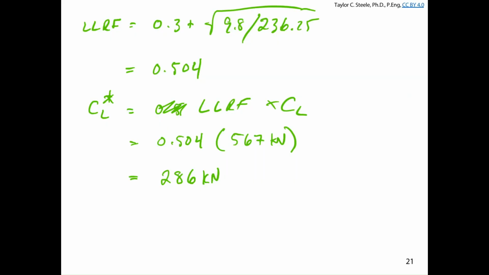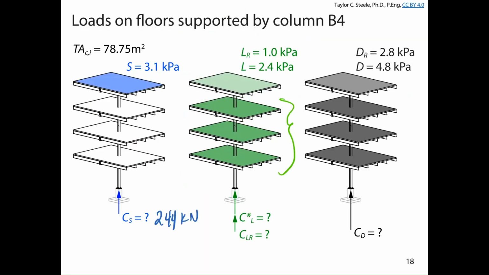Okay, now we're done with the live loads for that particular member. So we've got 79 kilonewtons for the roof live load, and 286 kilonewtons for the reduced live load on the bottom column. Now all we have left here is the dead loads. This one's pretty straightforward compared to even the live loads, and we don't have to separate these out because the dead load is what the dead load is. We don't have to separate them for reduction purposes.